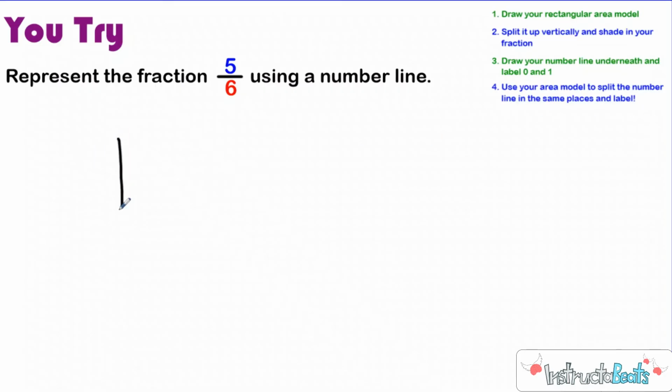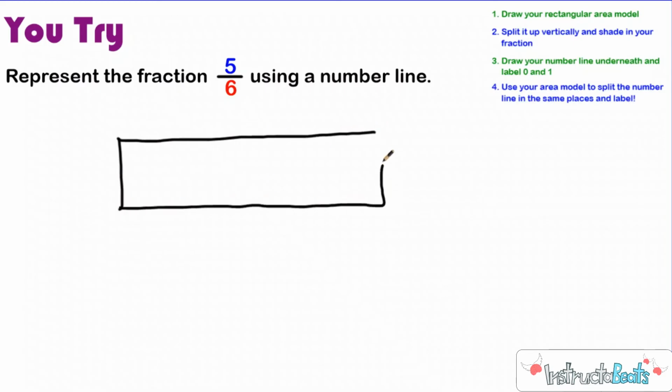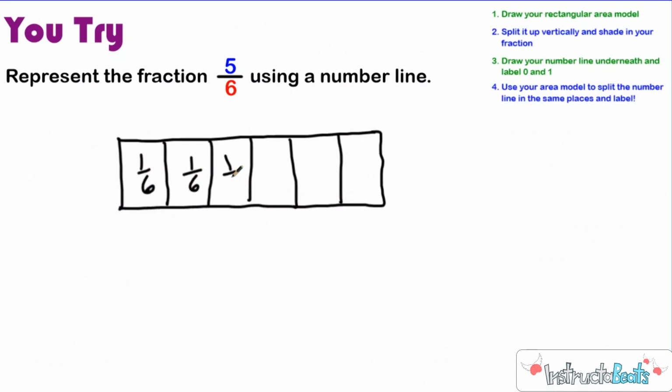So hopefully you just paused it. There we go. Okay, and so you should have drawn a nice big area model right here. Your denominator told you to split your area model into 6 equal pieces. So we'll split this into thirds, and then split each of these into half. That's giving me 6. I like to label my unit fractions because I know unit fractions are the building blocks of my fractions that I'm trying to represent. I'm going to shade in 5 of those unit fractions because my numerator was a 5.